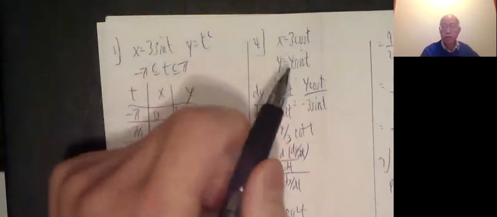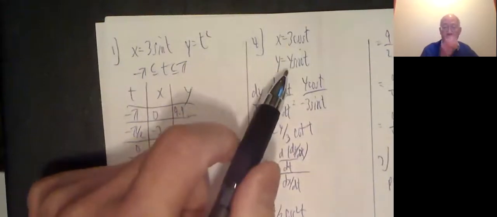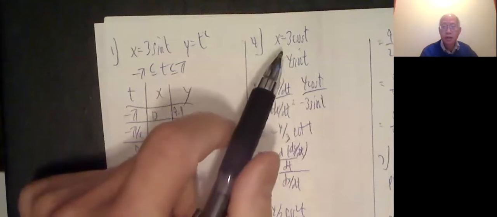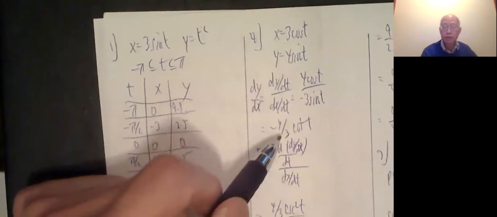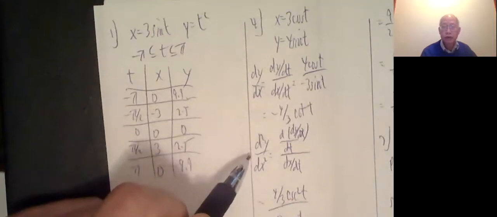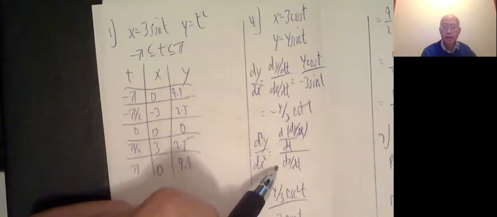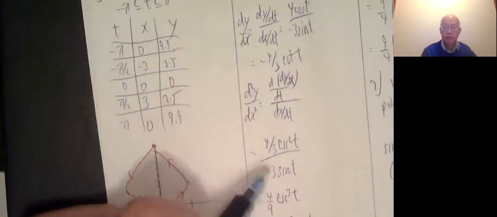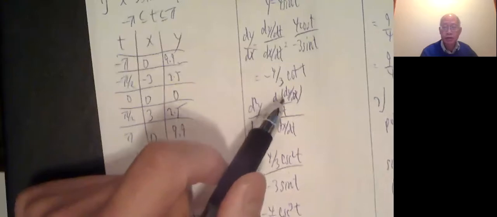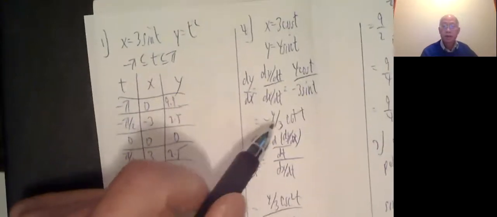Number 4, find dy dx and d squared y over dx squared. So dy dx is dy dt over dx dt. dy dt is 4 cosine t, dx dt is negative 3 sine t. That can be rewritten as negative 4/3 cotangent t. d squared y over dx squared is the derivative of dy dx with respect to t divided by dx dt. dx dt we already did. It's negative 3 sine t, so that's in the bottom. The top is the derivative of dy dx. So dy dx came out to be this.